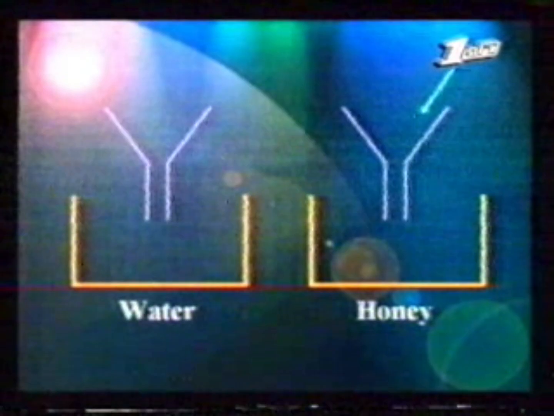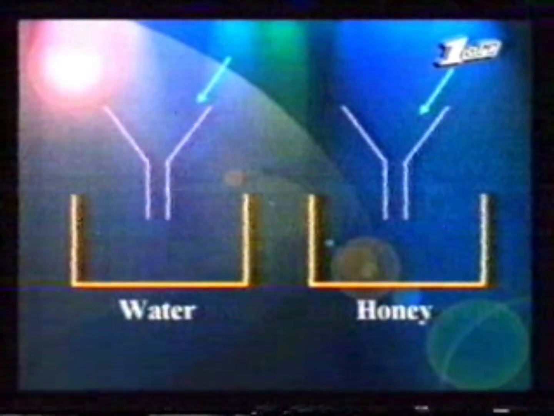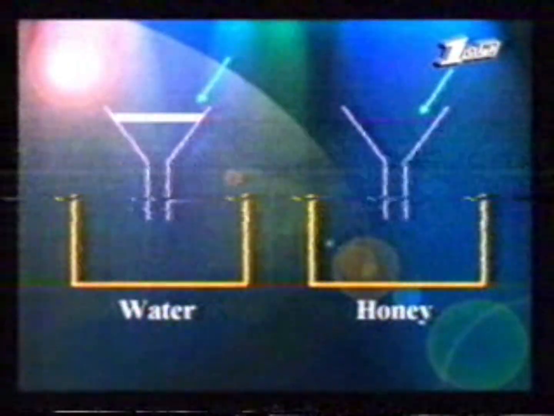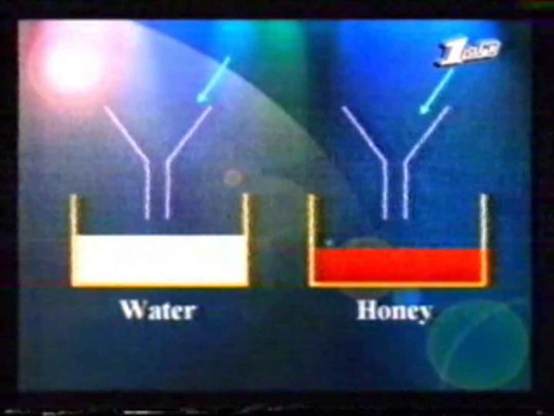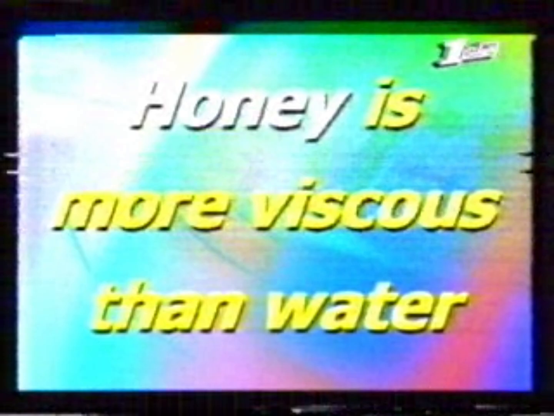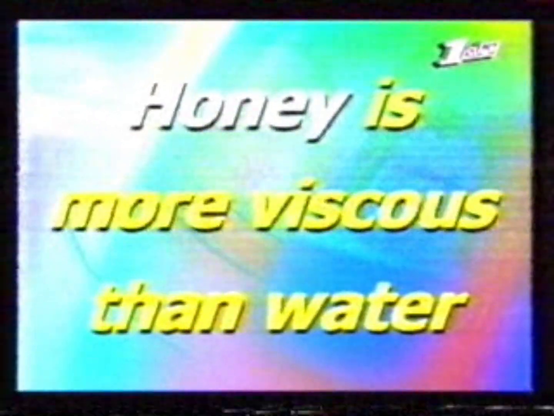Viscosity. Experiment to show viscosity. Suspend two similar funnels vertically and put a beaker under each, as you see on screen. Pour equal volumes of water and honey. The velocity of the flow of water is higher than that of honey. From this experiment, we can say that honey is more viscous than water. Or, of course, water is less viscous than honey.